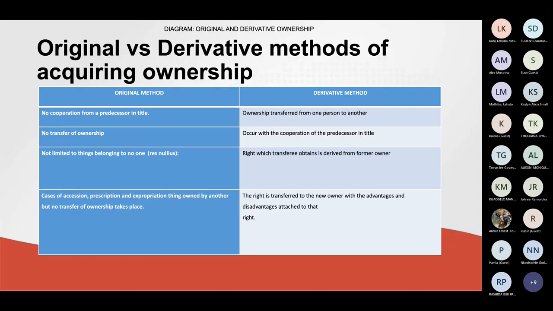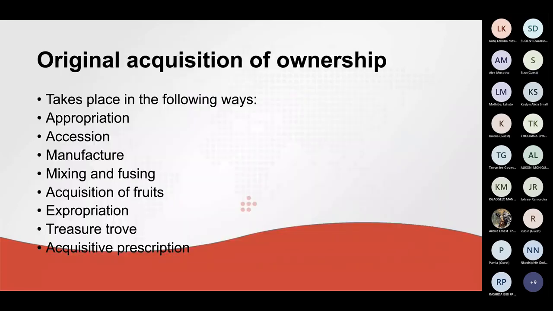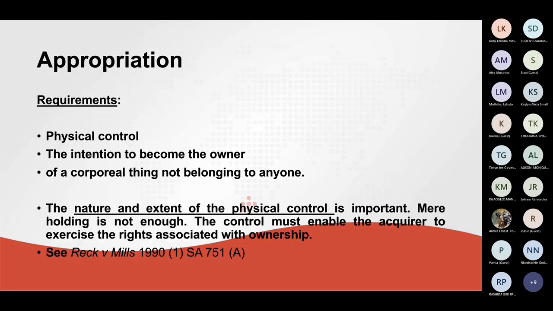So examples of original acquisition of ownership are appropriation, accession, manufacture, mixing and fusing, acquisition of fruits, expropriation, treasure trove, and acquisitive prescription. Now let's deal with appropriation as a method of original acquisition of ownership.